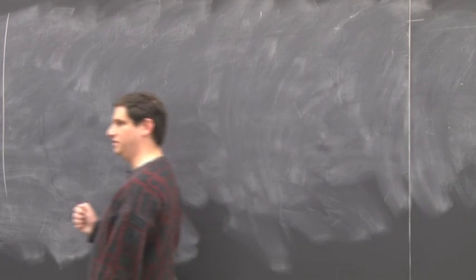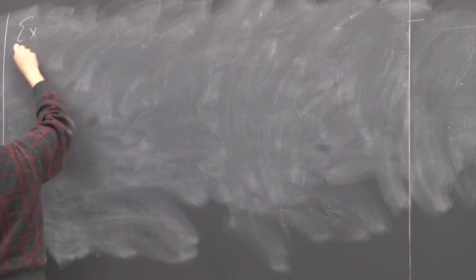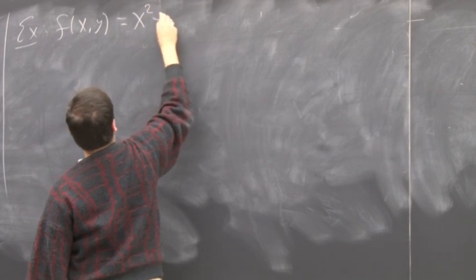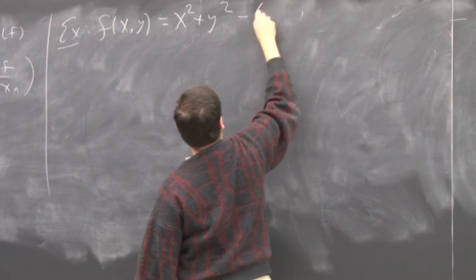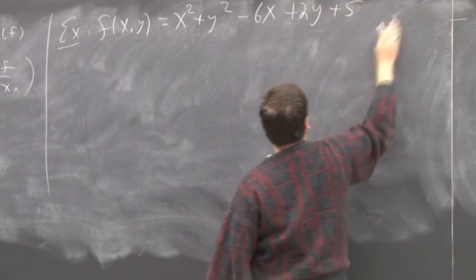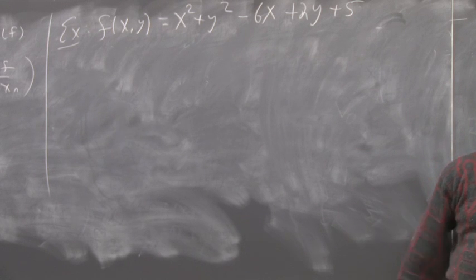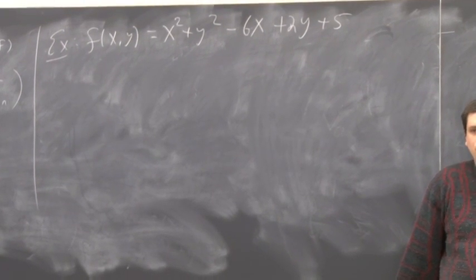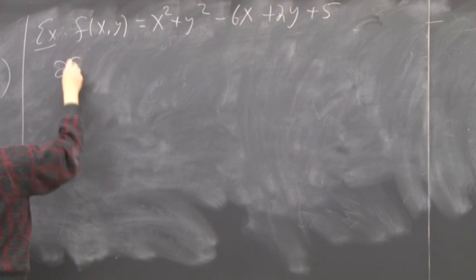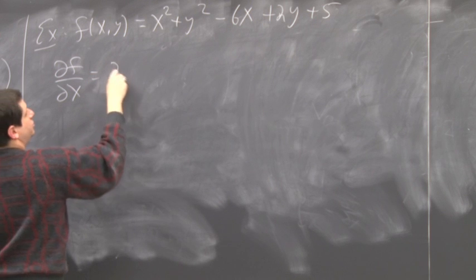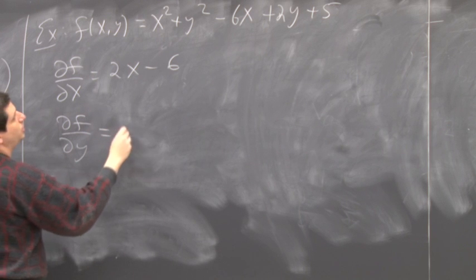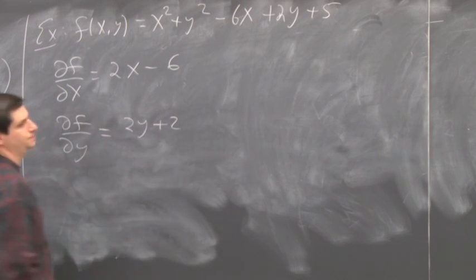So the first one is the extremely pleasant example where I tell you f of x, y is x squared plus y squared minus 6x plus 2y plus 5. And I'm trying to just use the same examples that are in my lecture notes. And I want to find the critical points, and I want to find the candidates for the maxima and minima. So df/dx is going to be 2x minus 6. df/dy is going to be 2y plus 2.